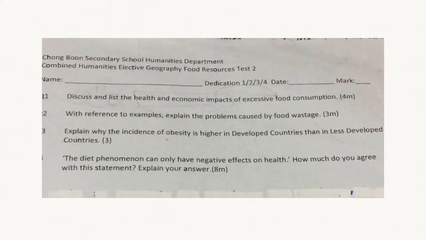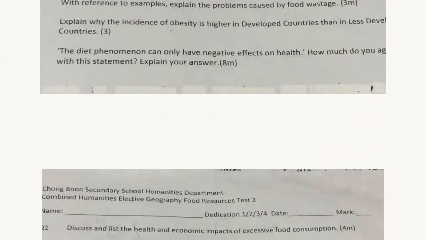Right, in this video we'll be looking at going through the key success criteria for these 4 questions in this exercise. This is an elective geography food resource exercise. Title of the exercise is Food Resources Test 2. There are 4 questions in this exercise for a total of 18 marks. The first 3 questions are your standard structured response questions, and the last one is an open-ended question.